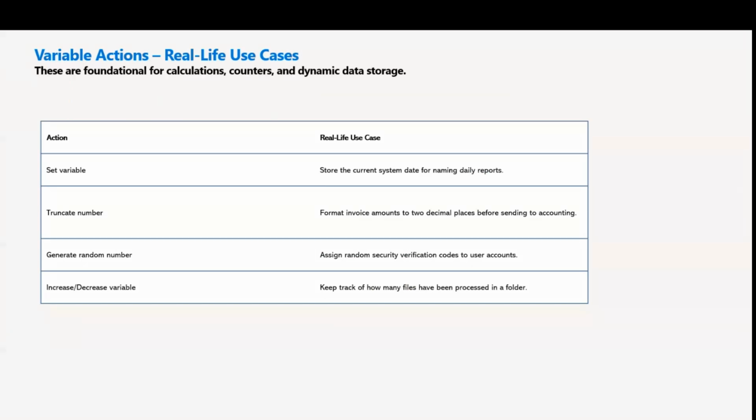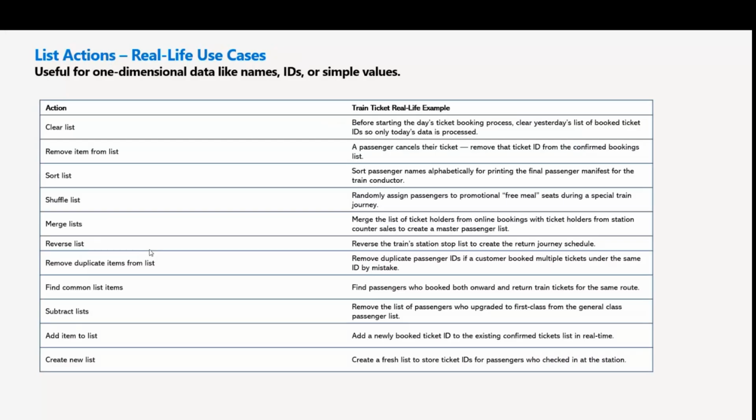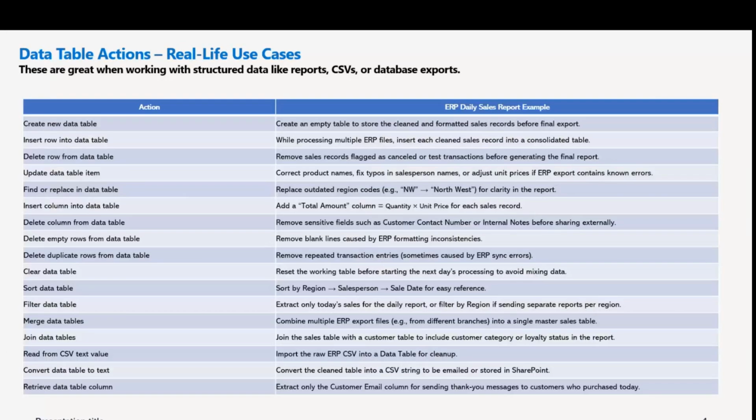So today's agenda is we are going to cover variables, where we will see how to create variables and truncate numbers, generate random numbers, and how to increment and decrement the variables. Then later on we will cover how to deal with list and data table. Then, time permitting, we will work on some use cases as well. So this is the plan for today.